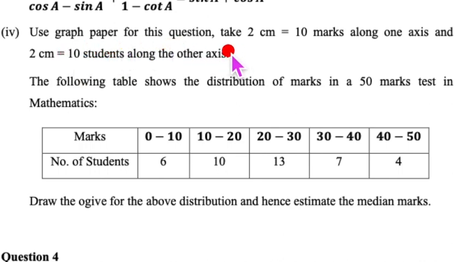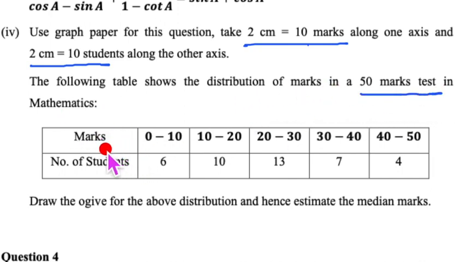Use the graph paper for this question. Take 2 cm equal to 10 marks along one axis and 2 cm equal to 10 students along the other axis. The following table shows the distribution of marks in a 50-mark test in mathematics. Marks are 0 to 10, 10 to 20, 20 to 30, 30 to 40, 40 to 50, and the number of students are this. Draw an ogive for the above distribution and hence estimate the median marks.